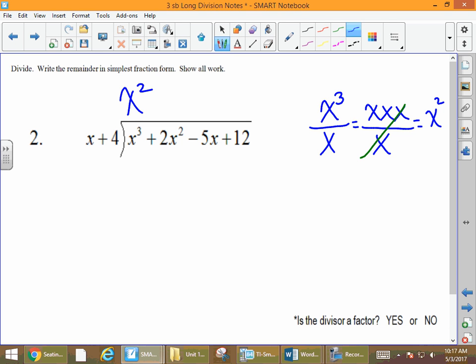To figure out what eventually we're going to subtract, we take x squared times x, which is x cubed, and we take x squared times 4, which is 4x squared. Change both signs.